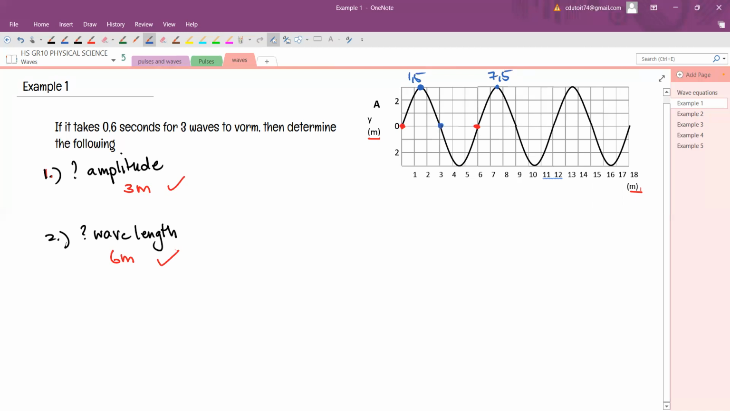Or you can start it anywhere. You can start there and end there. That's also one wave. And that's between 3 and 9, which is also 6 meters. Are you with me? Yes, sir. Good. I want to know, what is the frequency? What is the frequency of the wave?